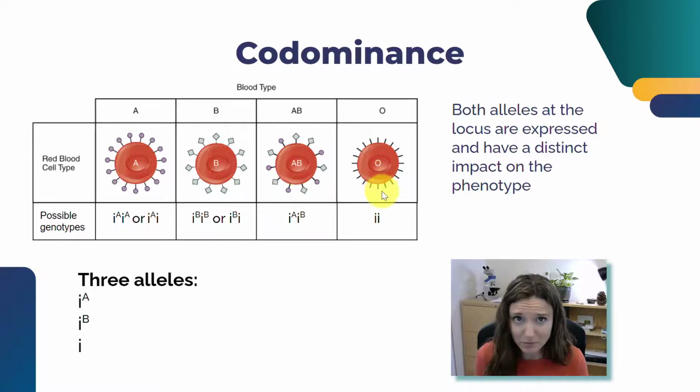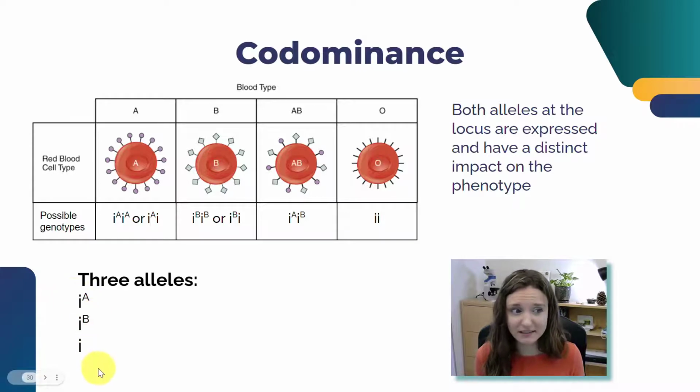And then type O blood as well, right? If somebody has type O blood, this protein does not get expressed. There is no protein expressed at this location on red blood cells. And the only way to get that is to have two of these I alleles, these lack of a protein alleles, basically. So here we have an example of having multiple alleles.